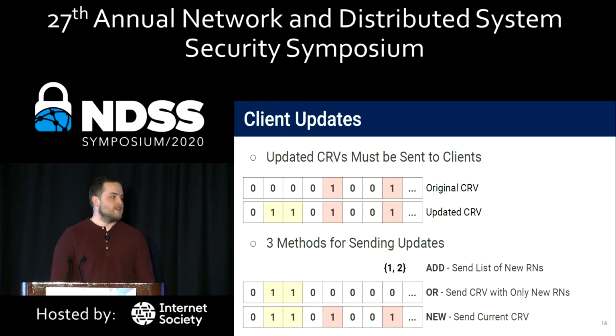In the case of a mass revocation event where larger updates are generally needed, the CA can construct a CRV that only contains the new revocation numbers, and the client would bitwise OR that in with their currently stored CRV, yielding the updated CRV. If a client has never encountered a CRV before, they can also just send the new CRV, and that will always work.